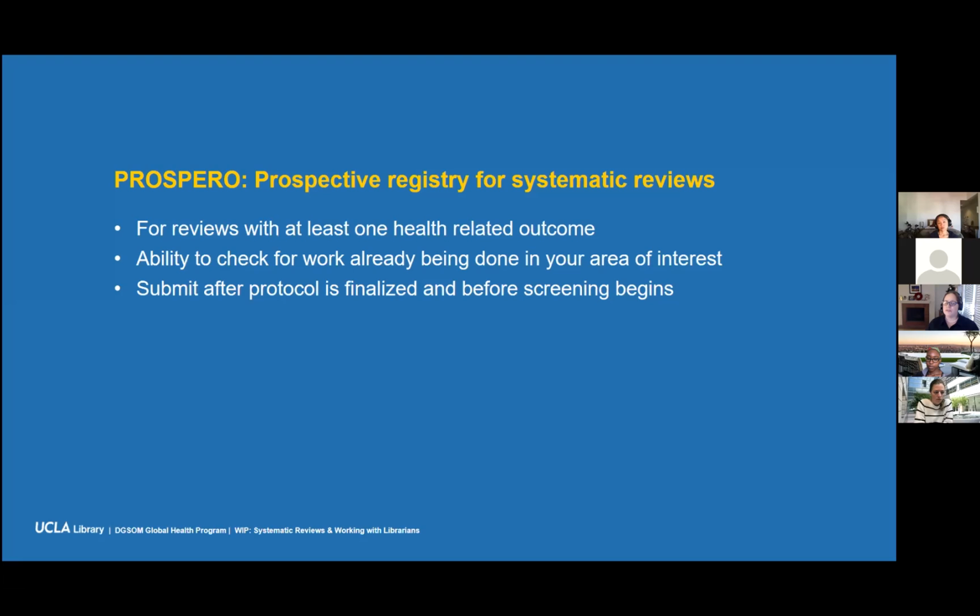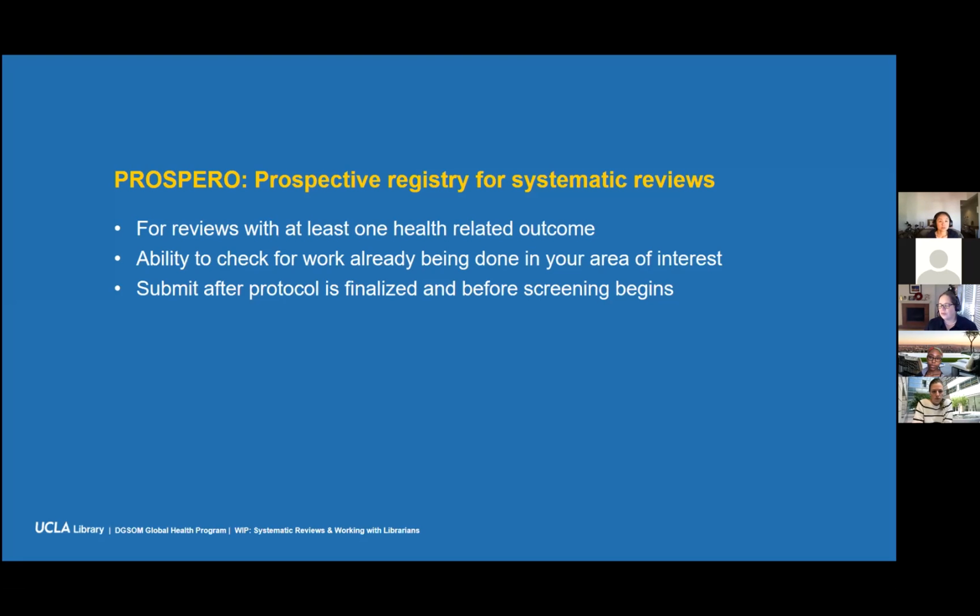In addition to the Prisma P checklist, they have this registry called Prospero. And it's a registry of systematic reviews where you can submit what you're working on, and others, you can also search for what other people are working on related to systematic reviews. Prospero accepts protocols for reviews with at least one health-related outcome.